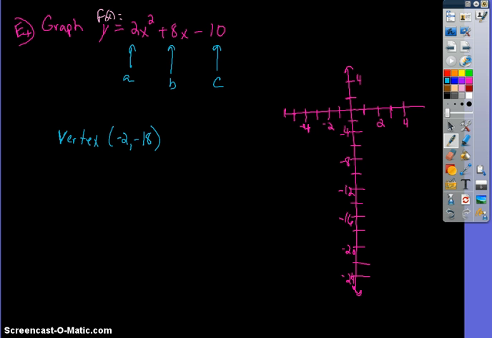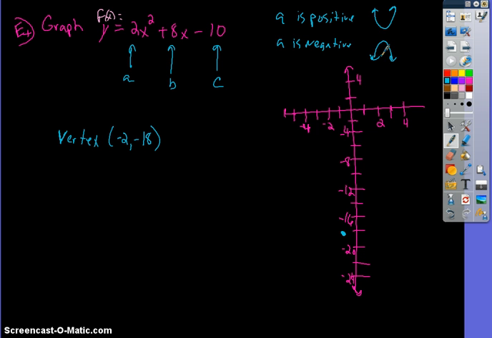All right, so vertex at negative 2, negative 18. These are counted by 1s, and these counted by 2s. So negative 2, negative 18 would be here. That would be my lowest point on this graph. Just so you know, if that a value is positive, the parabola opens upward. If a is negative, it goes downward. It's a nice little thing to know about.